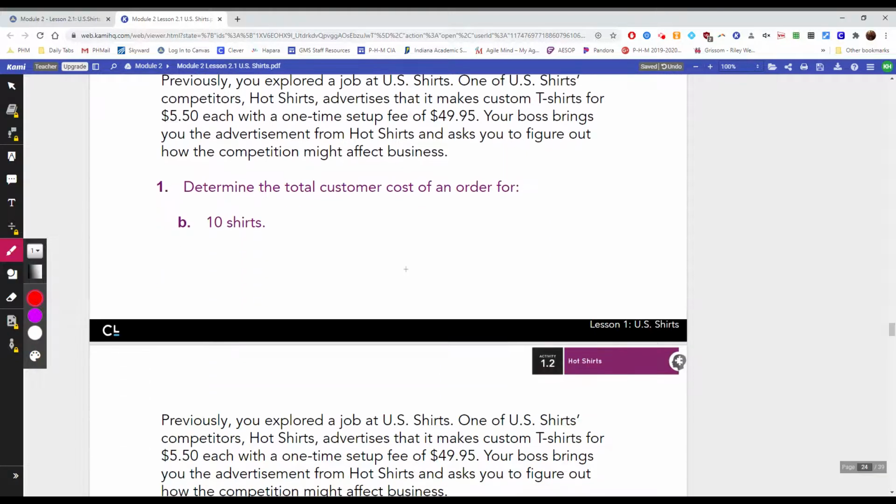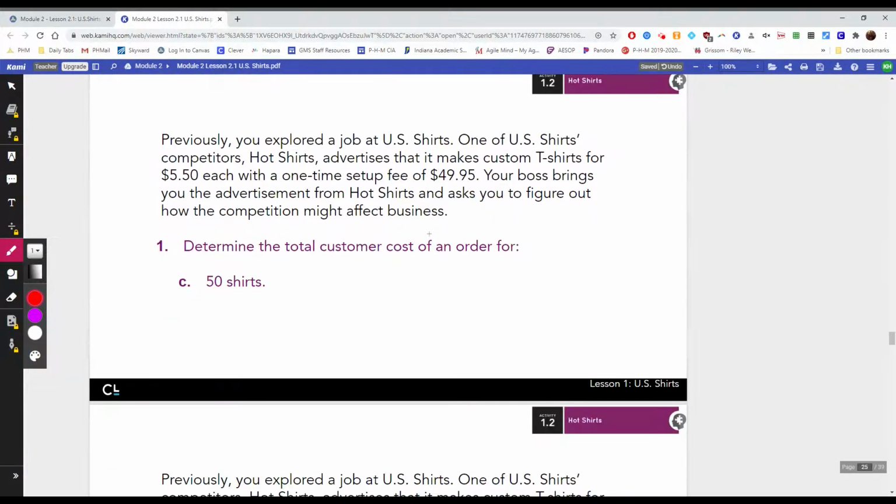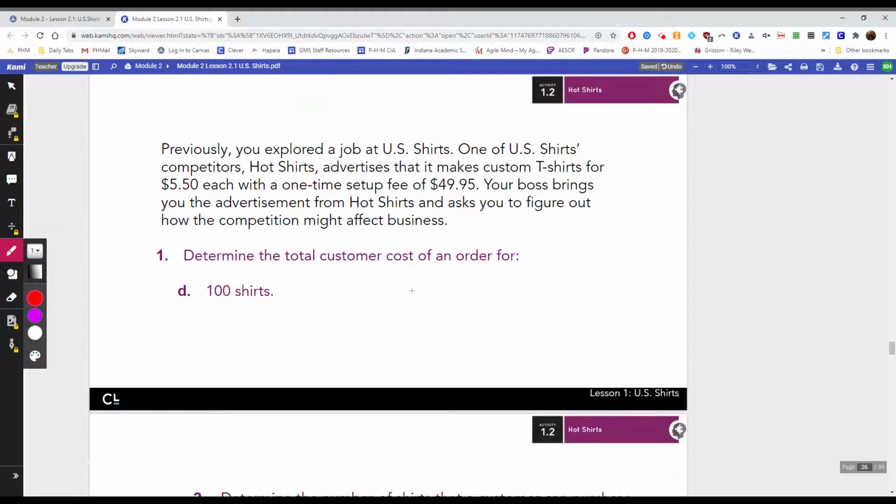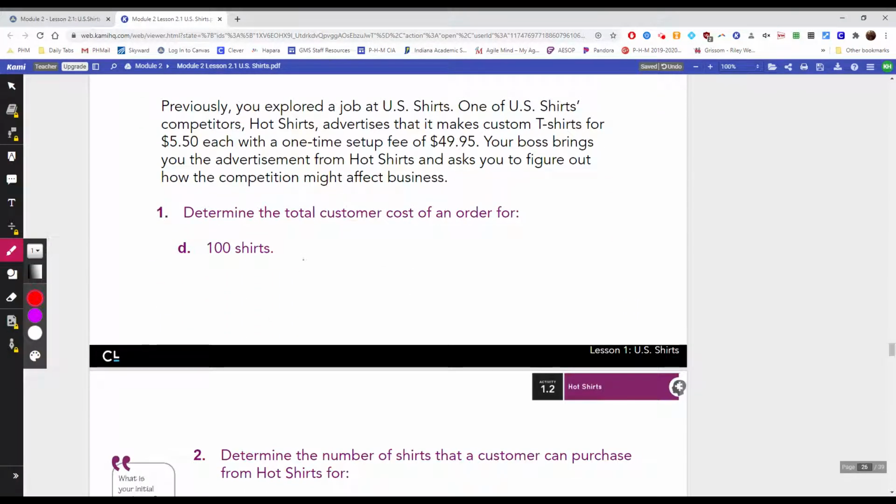For B, the cost of 10 shirts should be $104.95. For C, 50 shirts is $324.95. And then the cost of 100 shirts is $599.95. Again, if you have questions about that, that's something to talk to me about. Email me or see me in person.